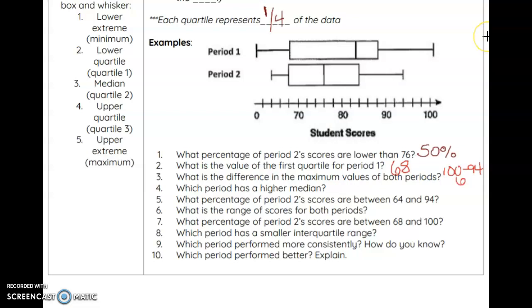Okay, which period has a higher median? So here's the median for period 2. Here it is for period 1. So this one is higher, so period 1.